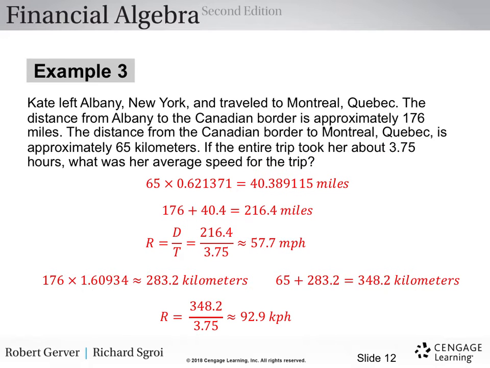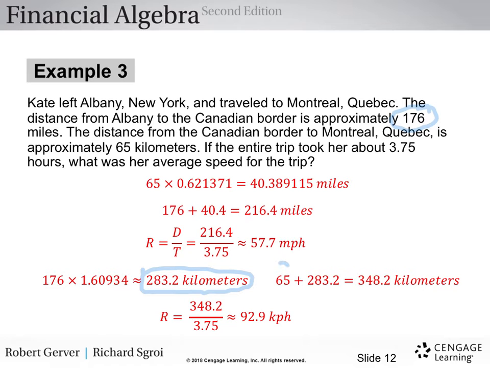So what if we wanted to figure out what her speed was in kilometers per hour? Well, then we have to convert our 176 miles in New York to kilometers. So we're going to multiply that by 1.6, and we come out with approximately 283.2 kilometers that she will travel in New York.